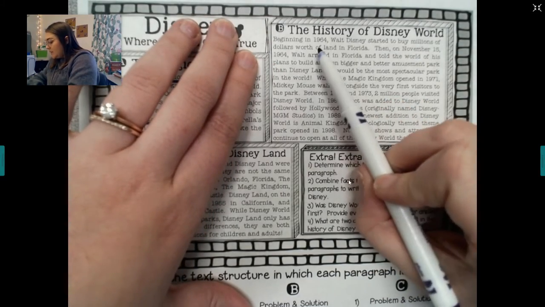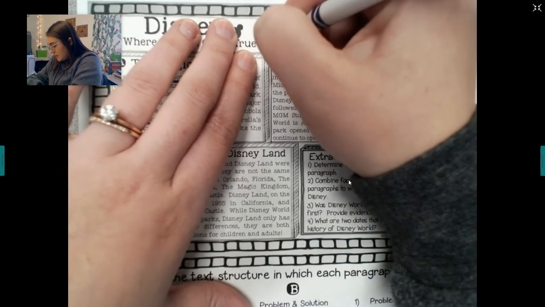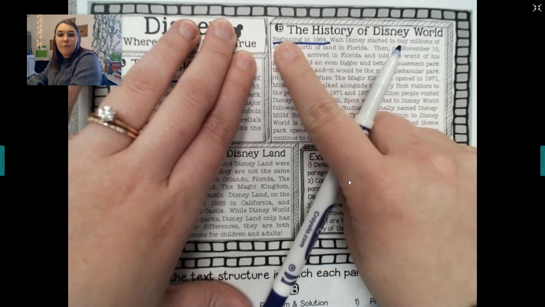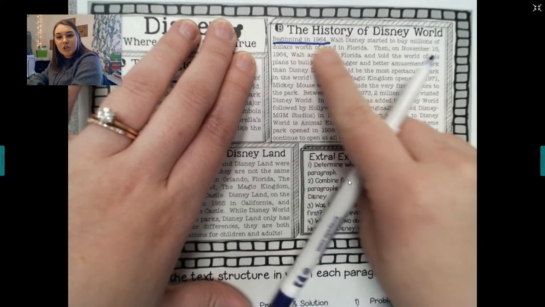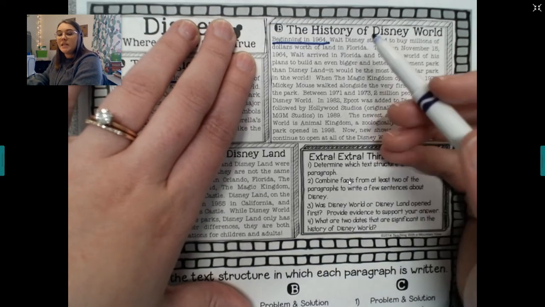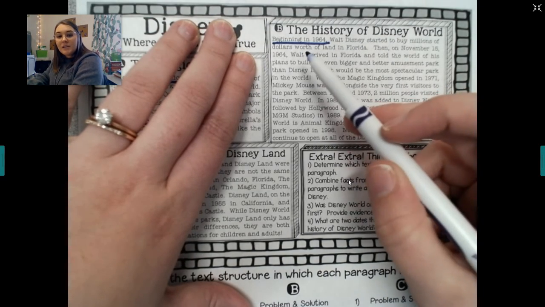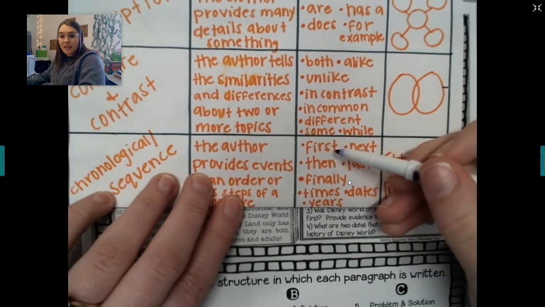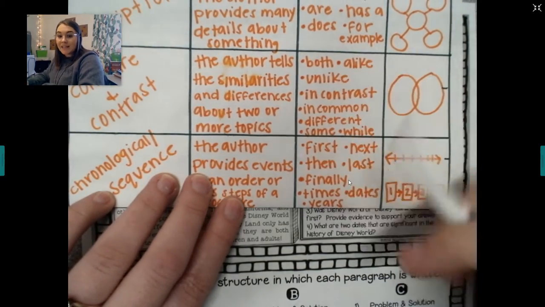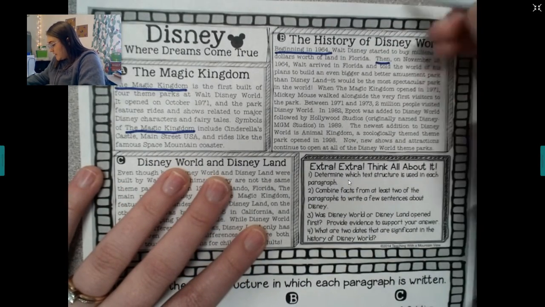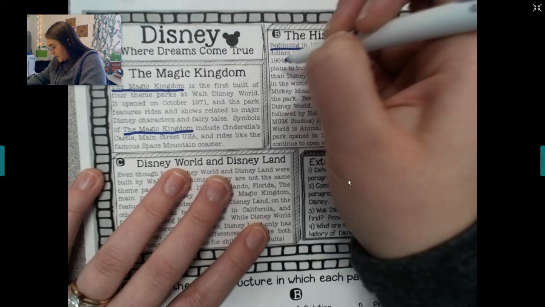Beginning in 1964, immediately I noticed this. Beginning in 1964. That beginning, that's like first, starting. That's a transition word, and it has a date with it. That makes me lean towards chronological sequence, but let's keep reading. Walt Disney started to buy millions of dollars worth of land in Florida. Then, oh my gosh, okay, I'm almost positive it's chronological sequence because it said beginning, which is like first. It said then, and it has years. Let's keep going. On November 15th, 1964, it has more dates.